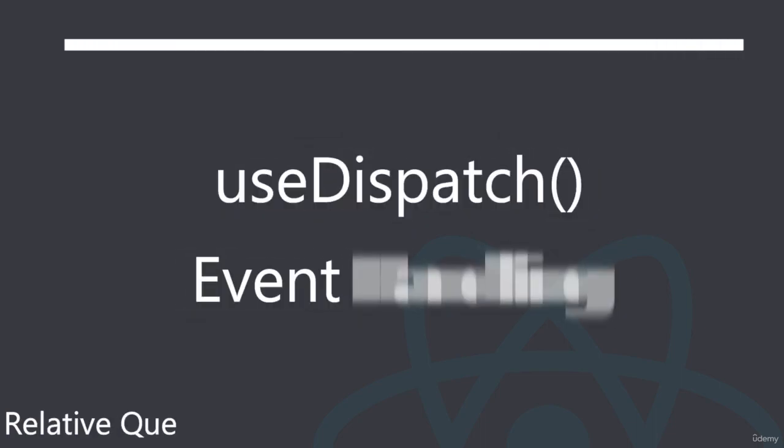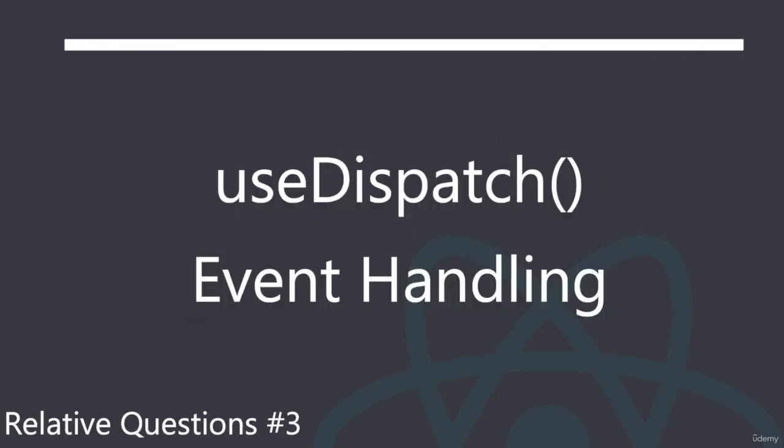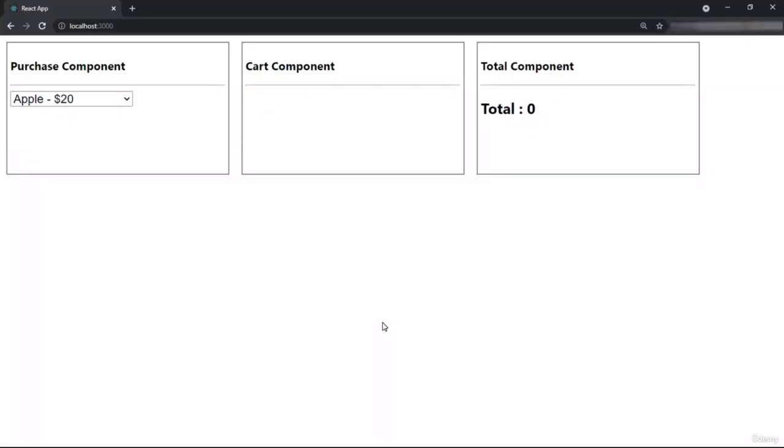Now in this lecture we will be discussing handling the events. This is really very important because we are dealing with the dispatch and we will also be looking at the reducer. So here the product, cart and total data is now available to the respective component. When the drop-down is selected, we have to update the cart and the total. So let's begin with the coding.